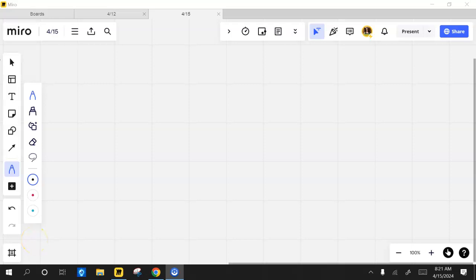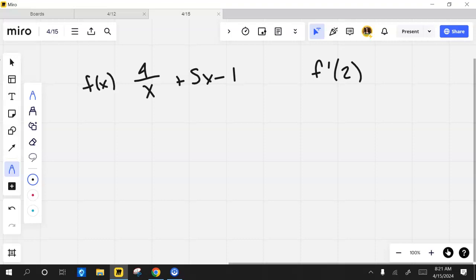Yes, I actually can do number one. So number one's given by... I changed this to 4x to the negative 1 before I found the derivative.